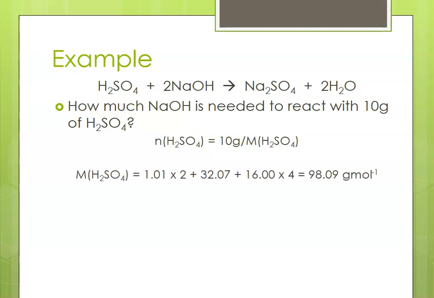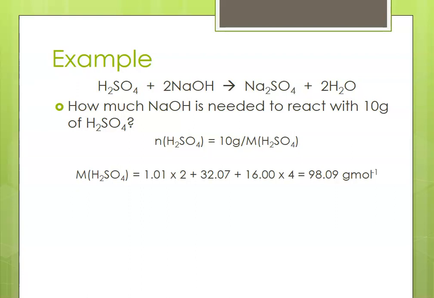So to work out the number of moles of sulfuric acid, we need to know the molar mass of sulfuric acid. So we've got to take hydrogen, which is 1.01. We've got 2 hydrogens. Sulfur, 32.07, and oxygen, 16.00, and there are 4 of those. So we add them all together, and we get the molar mass of sulfuric acid as 98.09 grams per mole.